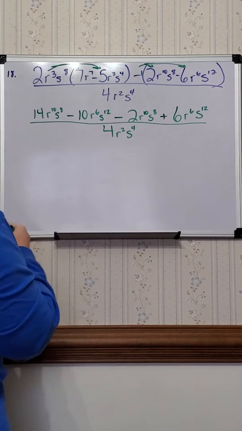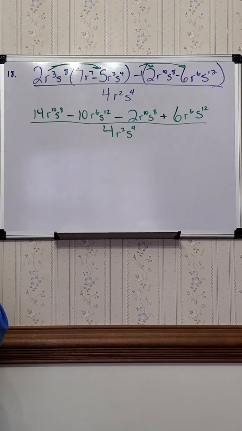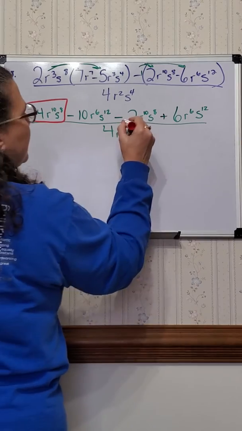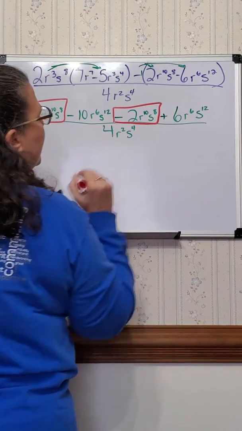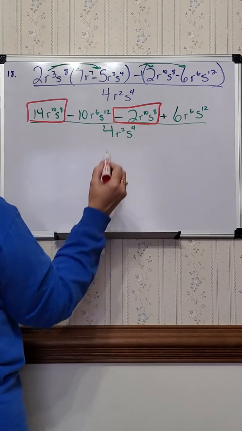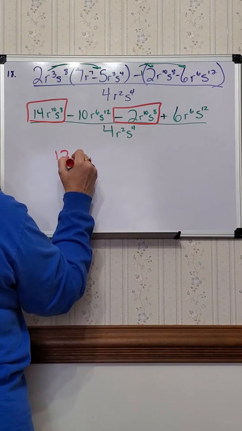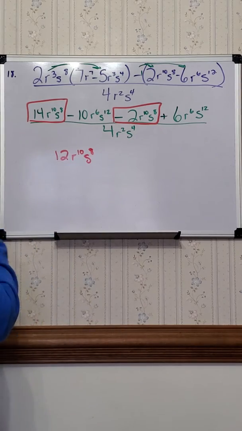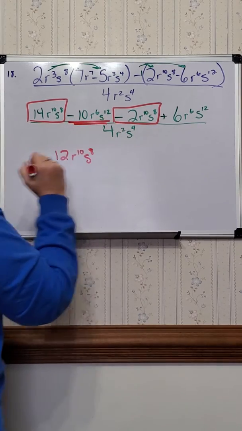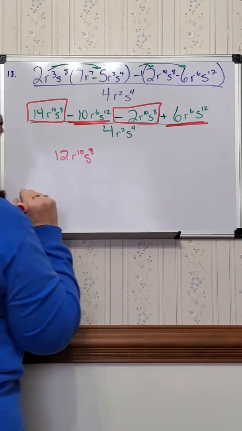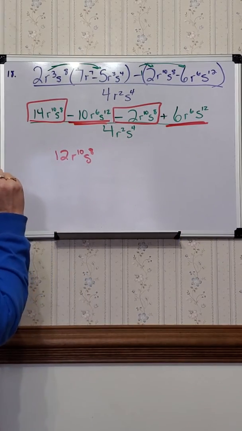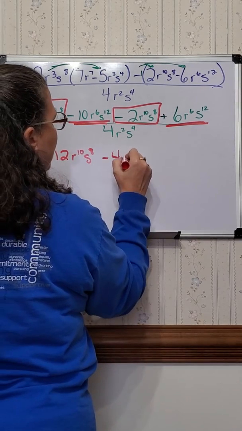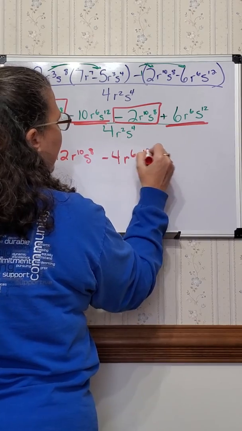So let's see. We can combine this r^10 s^8 and this r^10 s^8. So let's go ahead and combine those. 14 minus 2 is going to give me 12 r^10 s^8. Then here, I've got r^6 s^12 and r^6 s^12. So I've got a negative 10 and a positive 6, so I am going to end up with a negative 4 r^6 s^12.